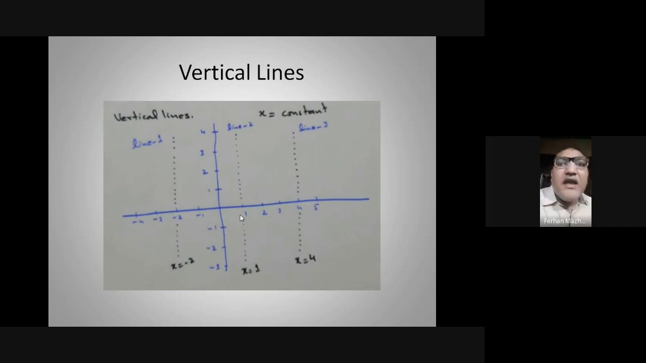In the same way, if you look at line number 3, its x-intercept is 4. Because it's a vertical line, parallel to the y-axis, its equation is x equals a constant, and the constant here is the x-intercept. For line number 3 the x-intercept value is 4, so the equation will be x equals 4. This is how you find the equations of vertical lines.